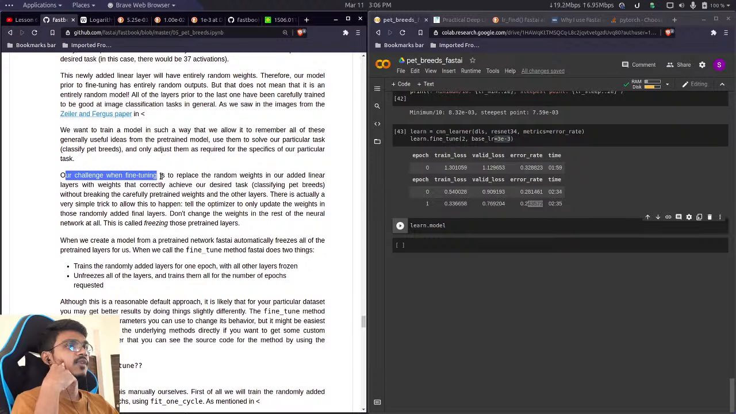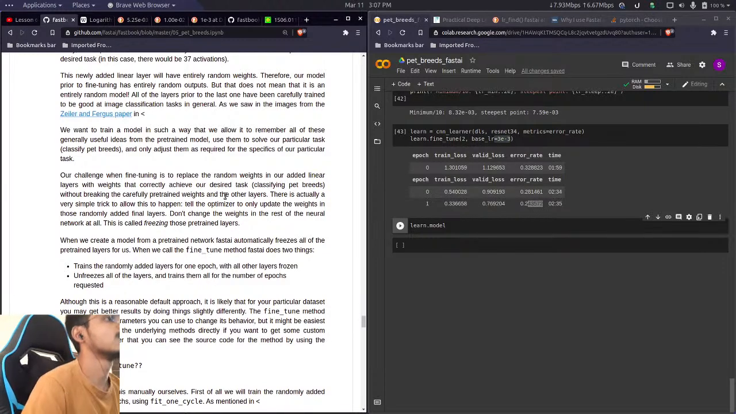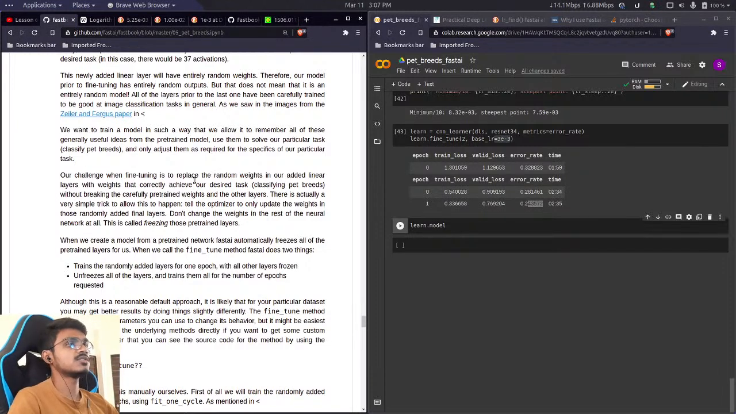Our challenge when fine-tuning is to replace the random weights in our added linear layer with weights that correctly achieve our desired task, classifying pet breeds, without breaking the carefully pre-trained weights in the other layers. So the challenge is to not touch the pre-trained weights and other layers, and only fine-tune the last layer that we add. There is actually a very simple trick to allow this to happen. Tell the optimizer to only update the weights in those randomly added final layers.